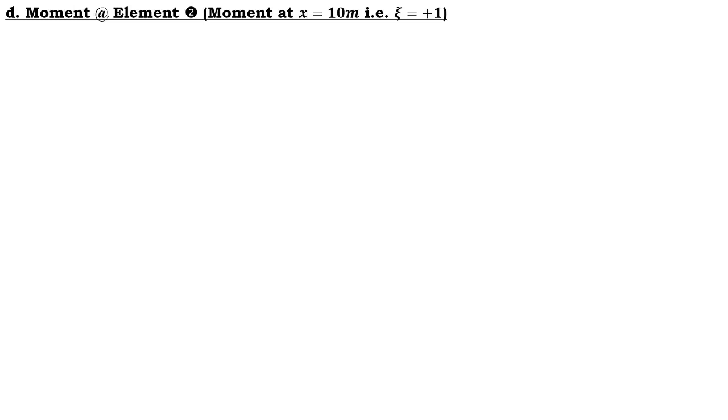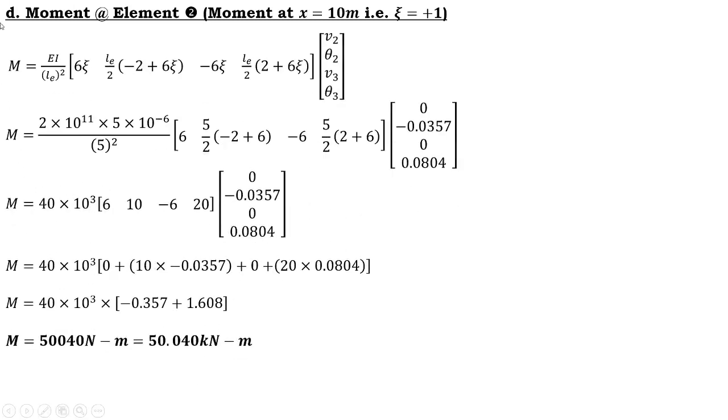Similarly, I need to do the moment calculation at the end of the element where x is equal to 10 meter. There my value of zeta is plus 1. Once again, this is my moment equation, and the 4 displacements associated with that element I need to consider. Therefore, in this equation, wherever zeta, I need to substitute plus 1, and v2 is 0, theta 2 I have a value that I have substituted. Similarly, v3 is 0 and theta 3 I have a value that I have substituted here. Then after simplification, I will get the value of m as 50.04 kilonewton meter. So this is the moment value at the end of the beam where x is equal to 10 meter.